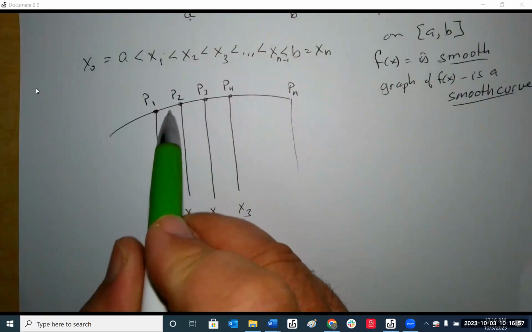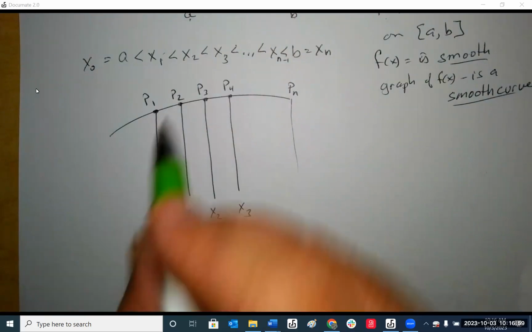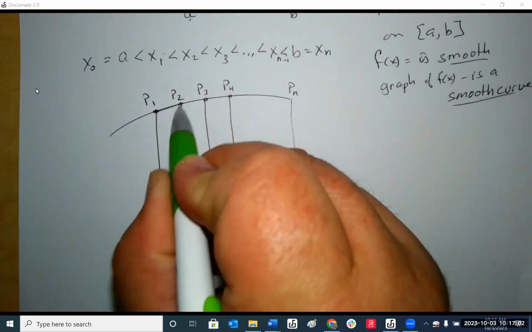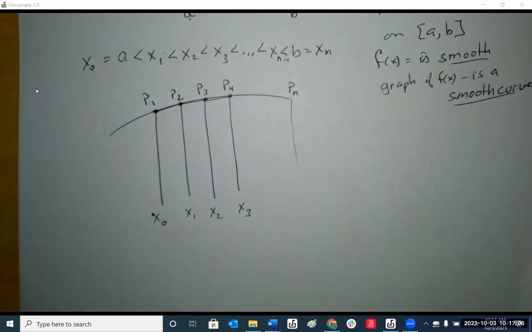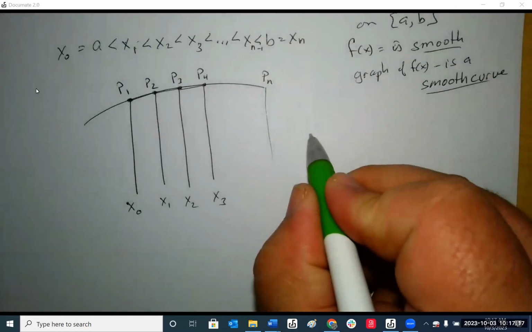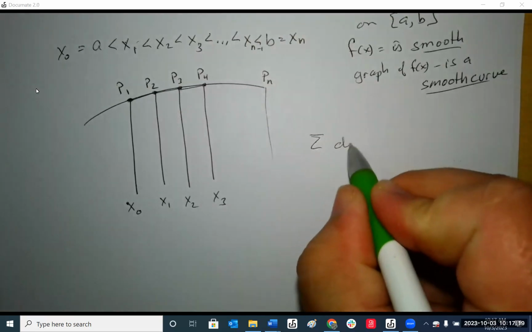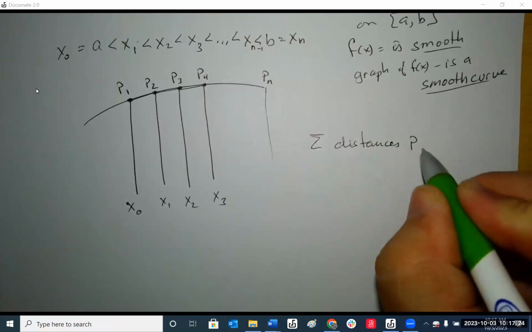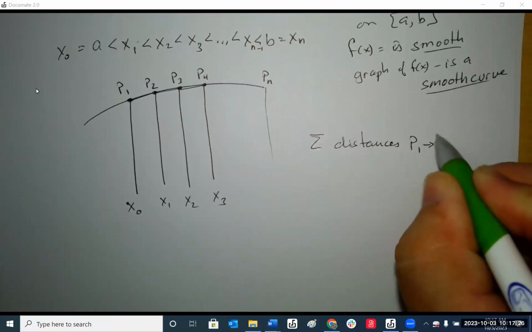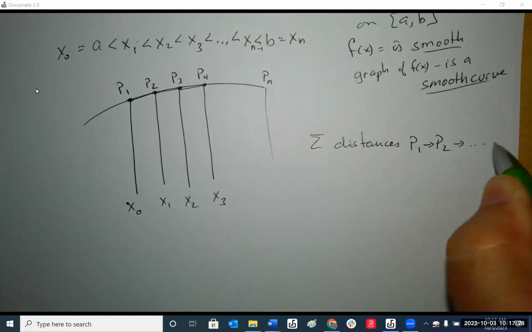We're going to use these points the same way we did in linear equations. We're going to connect those 2 points by straight lines and add up all those little distances. So we're going to find the distance, and add up the distances from P1 to P2 to P3, so on and so forth.